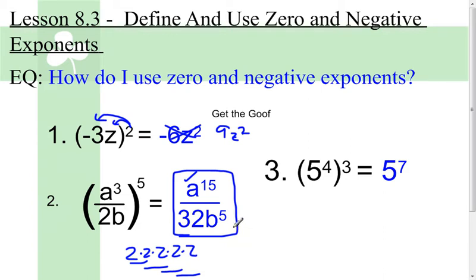Alrighty, then moving on. Number 3, let's see. 5 to the 4th power to the 3rd power. Well, we'd multiply this, not add. So instead of being 5 to the 7th, it should actually be 5 to the 12th power. Not bad.